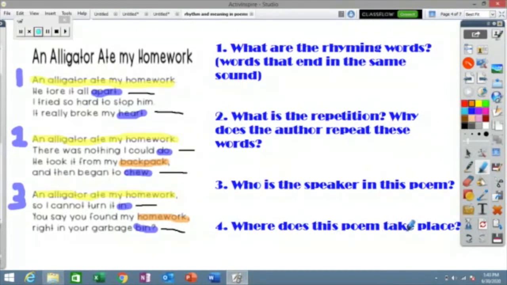And the last one, where would this poem take place? Yeah, I think I agree. I would say that it takes place in a classroom. He could be talking to his teacher and saying he doesn't know what happened to it because an alligator ate his homework. Don't you ever try to use that excuse, though. I'm sure your teacher would know the difference.